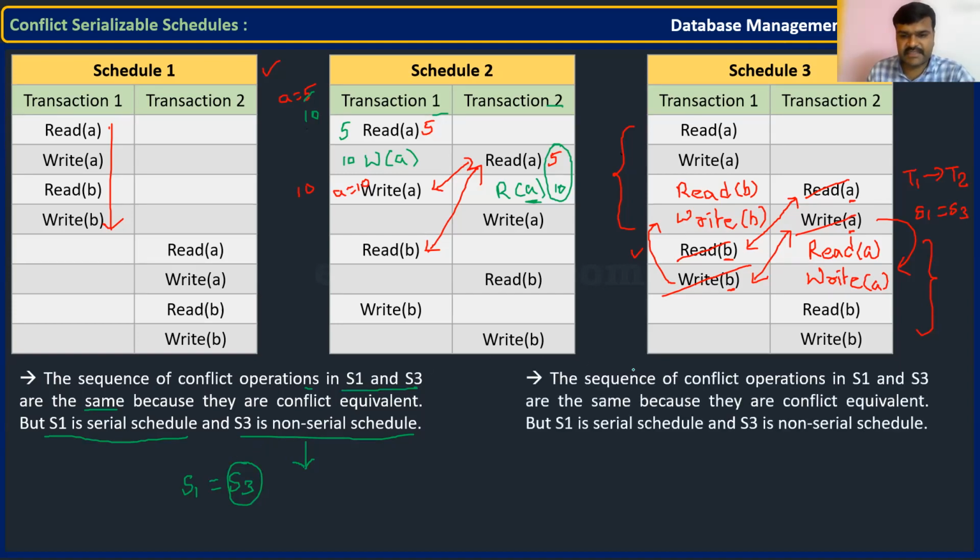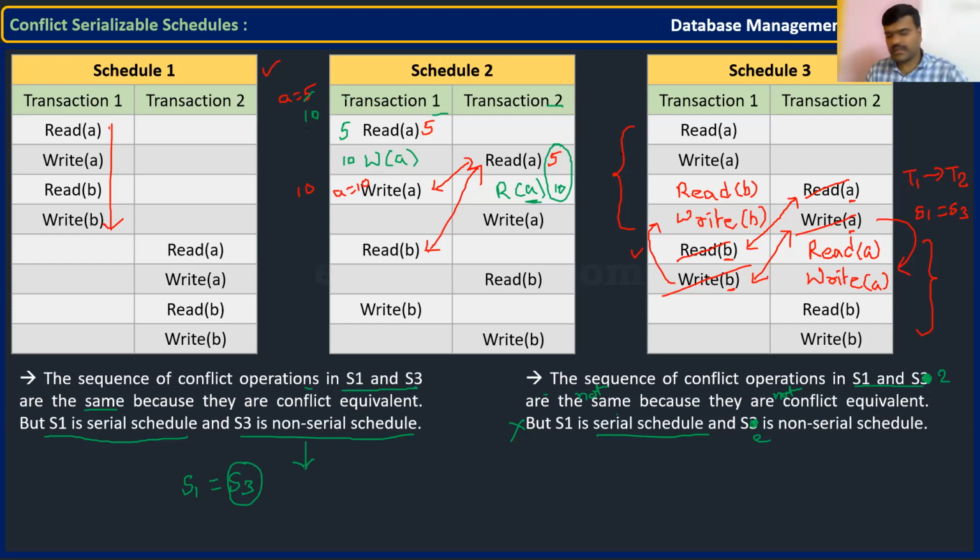Then what is the other statement? The sequence of conflict operations in S1 and S3 are not the same because they are not conflict equivalent. So this statement is wrong. This is S2 actually, not S3. The sequence of conflict operations of S1 and S2 are not the same because they are not conflict equivalent. But S1 is a serial schedule, and of course S2 is non-serial. So this is not a proper one. That means S2 is not equivalent to any serial schedule actually.